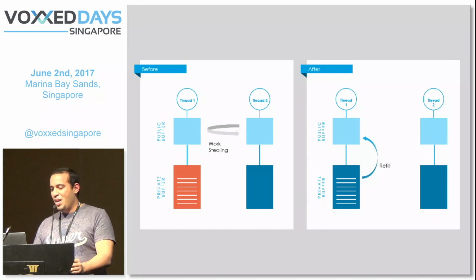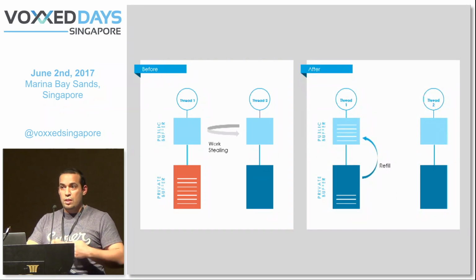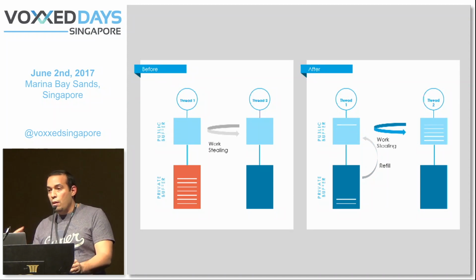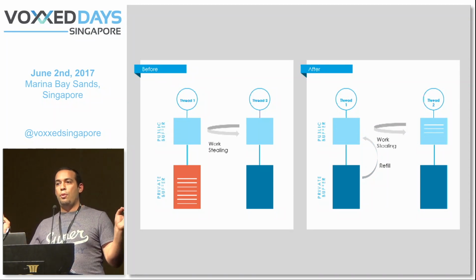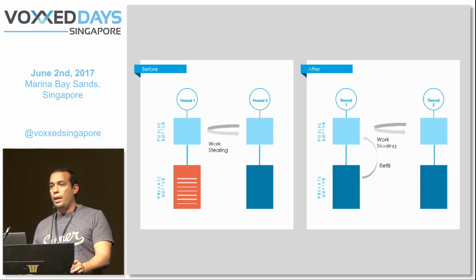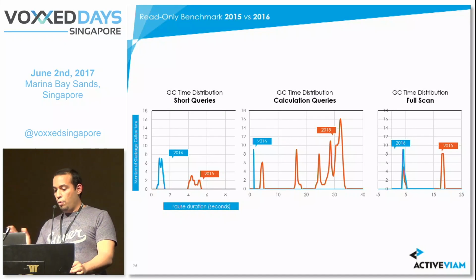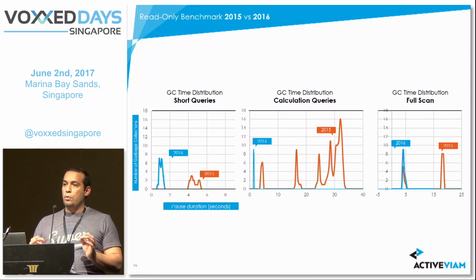Also, when a thread is focusing on its private buffer, from time to time, that thread will fill its public buffer, so other idle threads will come and help. By doing those two enhancements, we reached the following benchmark. As you can see in blue, those are the new pauses after those enhancements that have been done on the Young collection.